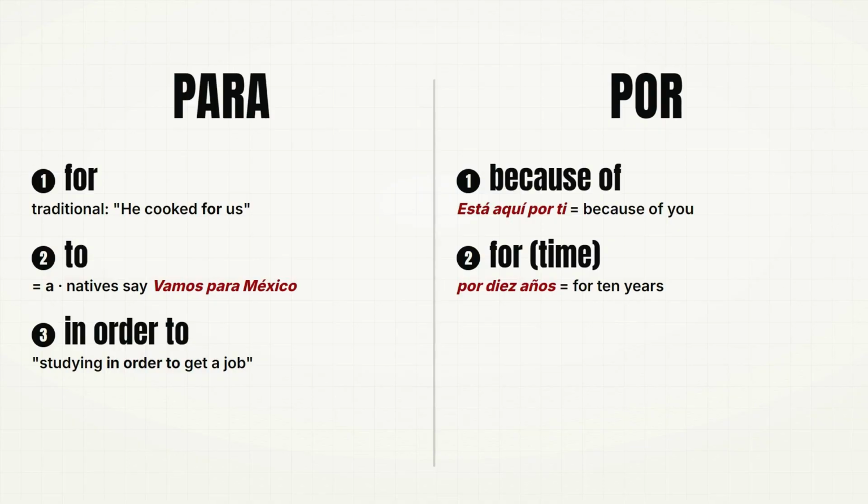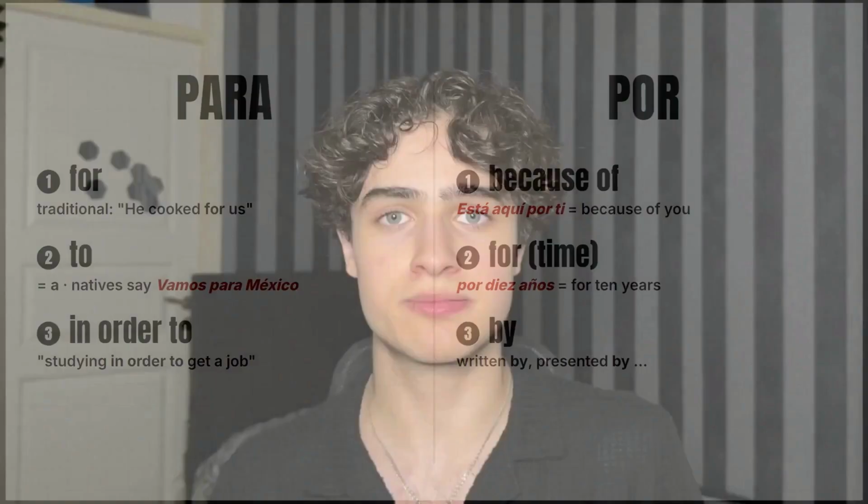The last meaning of por is by, in the sense of by, right? Like written by, presented by, and so on. It could also be used as a preposition to show location, like in or on, or beside, or across from. Stuff like that. And you'll see natives use it in that way. And that's how to learn the intricacies there. So yeah, that's por and para explained.